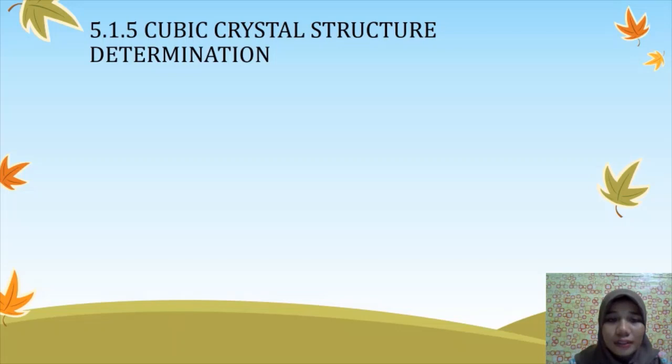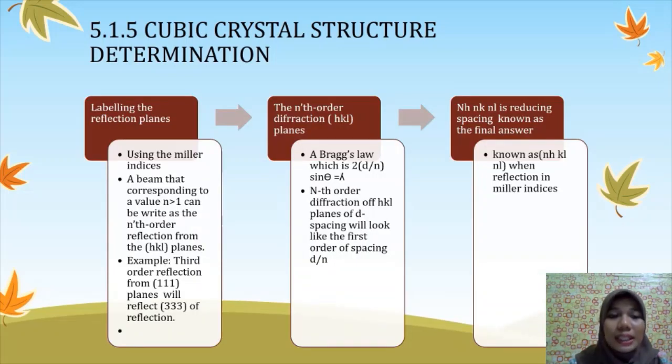Cubic crystal structure determination is labeling the reflection planes. This is the first step, using the Miller indices. A beam corresponding to a value of n above 1 can be written as the n-order reflection of the HKL planes. For example, third order reflection from 111 will be the 333 reflection.